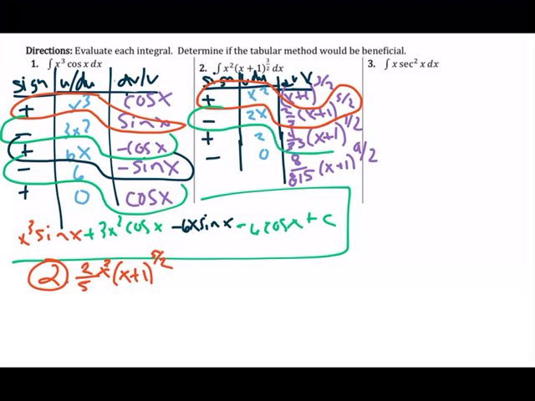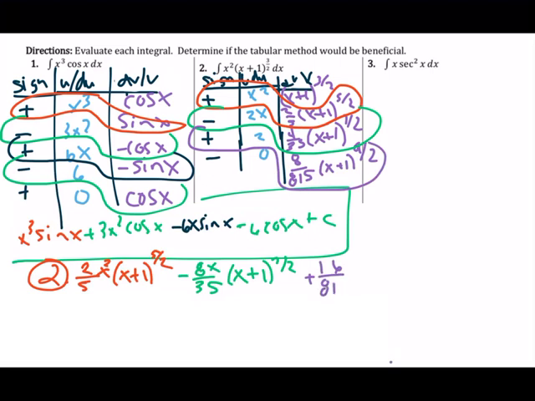minus 2x times 4, so 8x/35 times x plus 1 to the 7/2 plus 2 times 8, so plus 16/315 times x plus 1 to the 9/2 plus c.